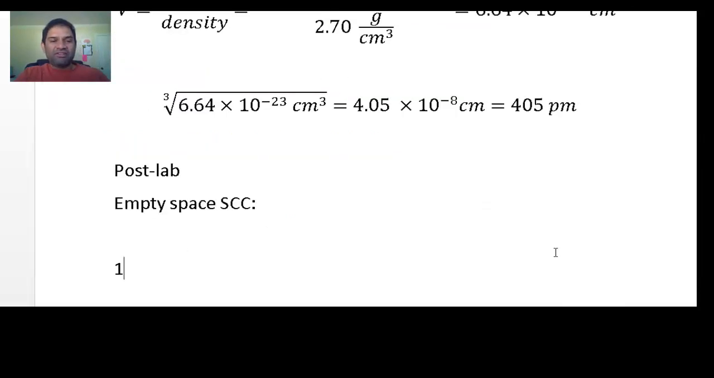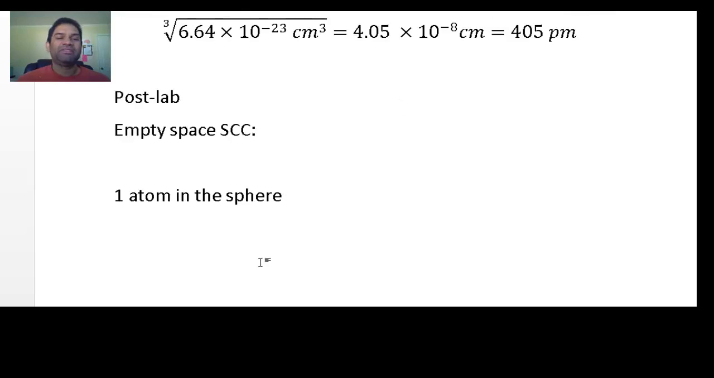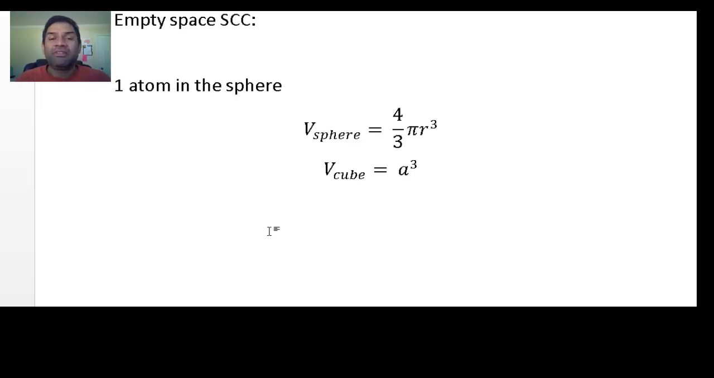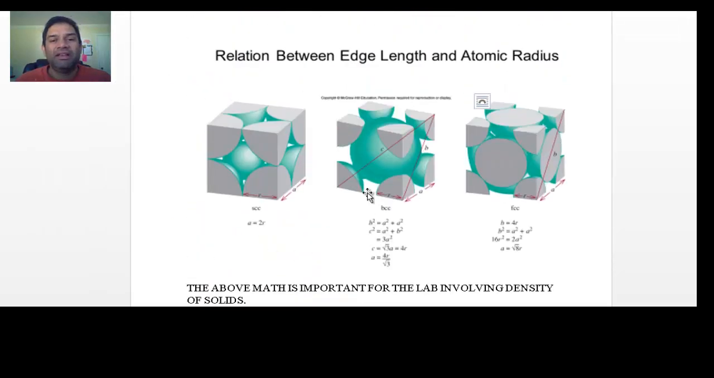In a simple cubic cell, you have to remember there's one atom in the unit cell, and the volume of a sphere is going to be 4/3 pi r cubed. Remember, r by default is 1 centimeter. So the volume of a sphere, which is the atom here, is 4/3 pi r cubed, and the r is going to be 1 centimeter.